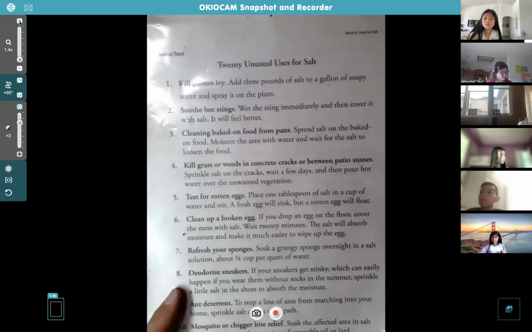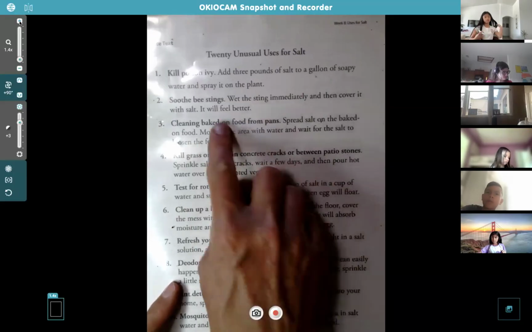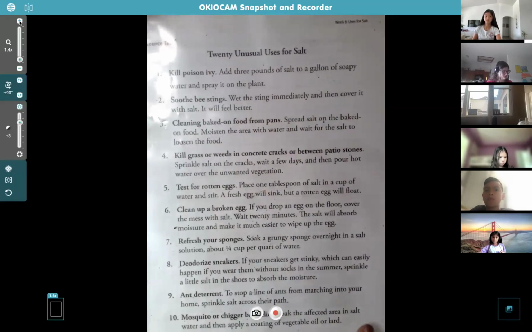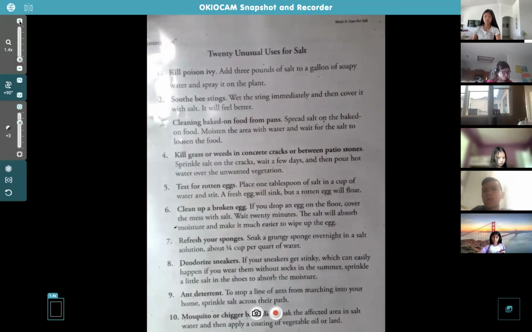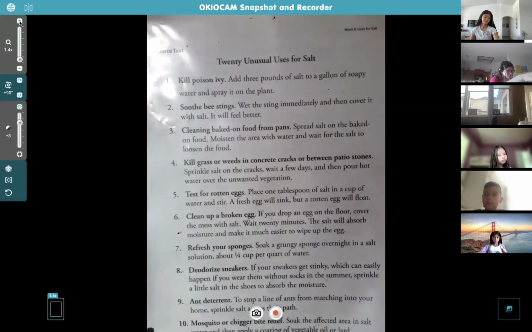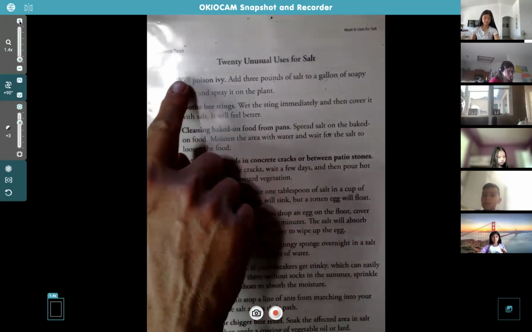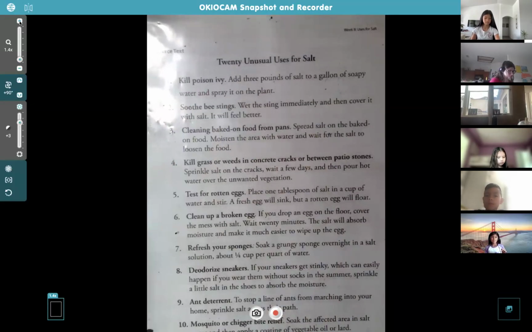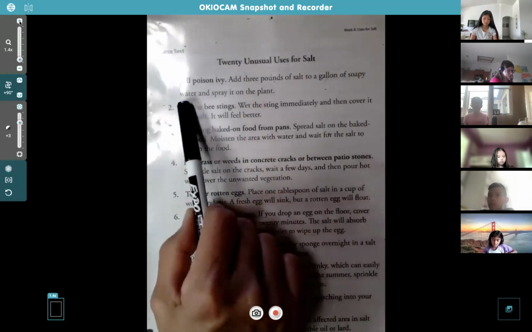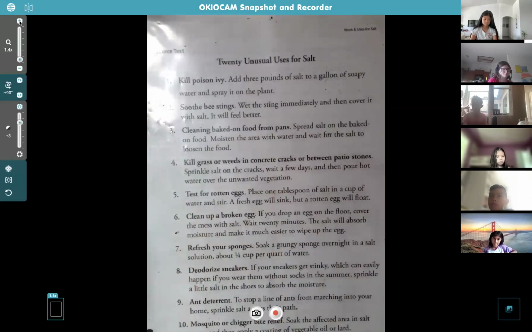But it says 20 useful or unusual uses for salt. So 20 unusual uses for salt. And this is real facts. It's pretty interesting. You might want to try some of these things too. The first one, number 1, says kill poison ivy. Add 3 pounds of salt to a gallon of soapy water and spray it on the plant. That's one way to get rid of poison ivy.